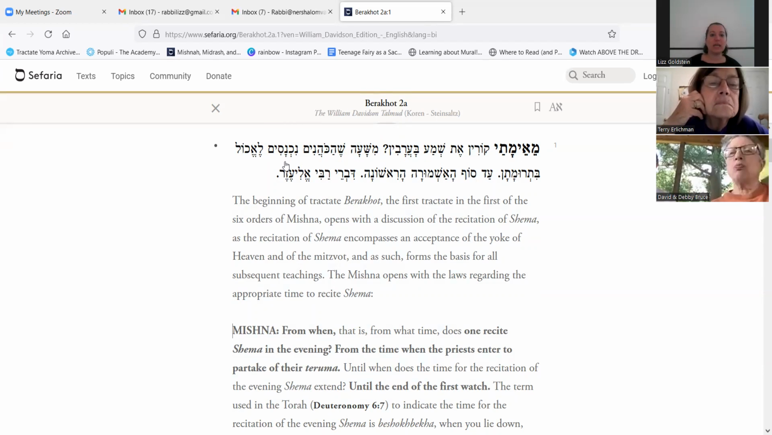Misha'a shehakohanim nichnasim le'echol bitrumatan, from the time that the priests enter to partake of their truma. Now remember, this is being written at least 30 years, up to 150 years after the temple is destroyed. There's no priests entering to take truma, which is one of the types of sacrifice, so when the priest can go and eat the holy leftovers. But that's not actually a super helpful time period here.